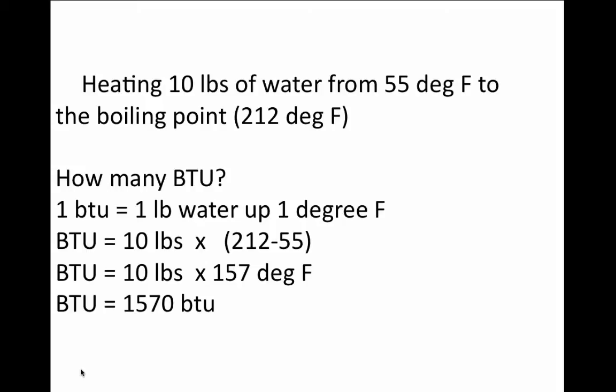So in this case, I'm given that there are 10 pounds, and I can calculate the temperature difference because I know the end point, 212, and I know the starting point of 55. I just subtract the two, and I get 10 pounds times a 157-degree temperature difference. I get 1,570 BTUs. Now, we'll go over these kinds of calculations more in class tomorrow, but I hope that makes sense to you.